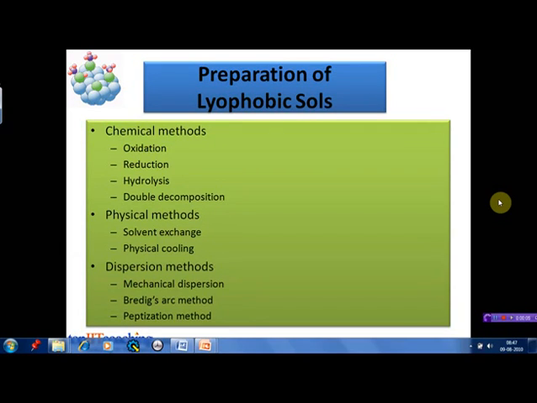Now let's see what are the various methods of preparation of lyophobic and lyophilic sols. So first of all, we are going to take up lyophobic sols. The three main types of methods are the chemical methods, physical methods, and dispersion methods. In chemical methods, we are going to see how they are prepared by oxidation, reduction, hydrolysis, and double decomposition. Physical methods consist of solvent exchange and physical cooling, and in dispersion methods, we are going to see how they are prepared by mechanical dispersion, Bredig's arc method, and peptization method. So let's start with the first chemical method, that is oxidation.